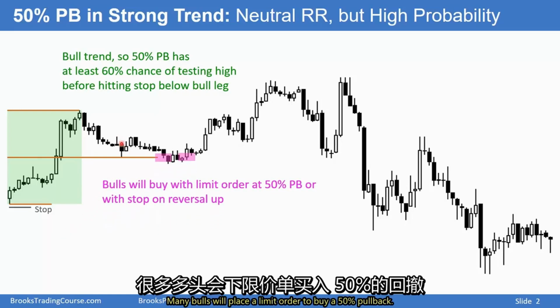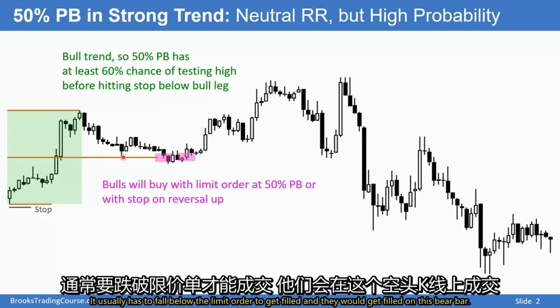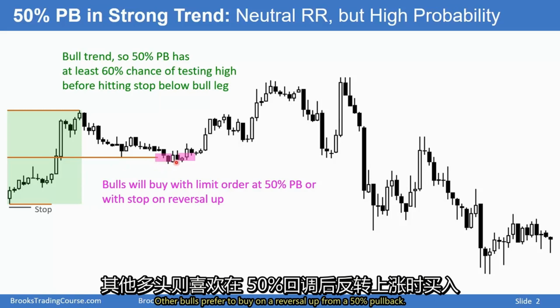Many bulls will place a limit order to buy a 50% pullback. Most would not get filled here. It usually has to fall below the limit order to get filled, and they would get filled on this bear bar. Other bulls prefer to buy on a reversal up from a 50% pullback.